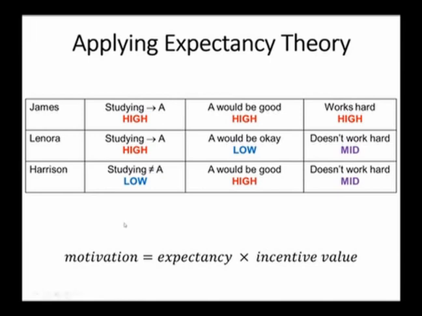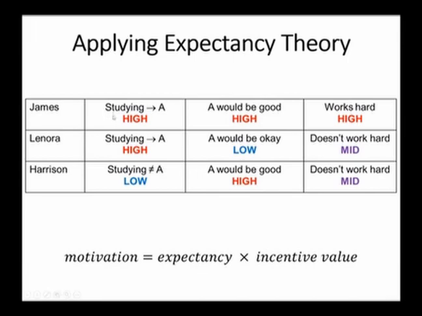And so because he doesn't expect the effort of studying to be worth it, he ends up having the same outcome as Lenora did, where he doesn't work hard, because why bother? No expectancy. And so this is the vague interpretation of this equation. And if you do expectancy theory research, you would actually have numbers that you can calculate for motivation and expectancy and your incentive values, and you can calculate this out. But again, that's more than what we need for this class.